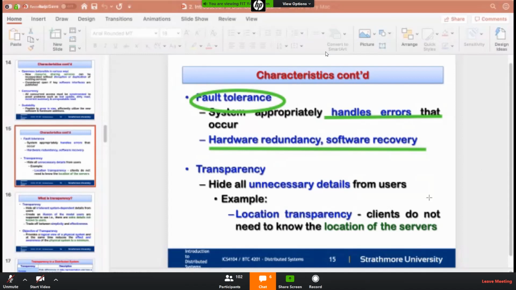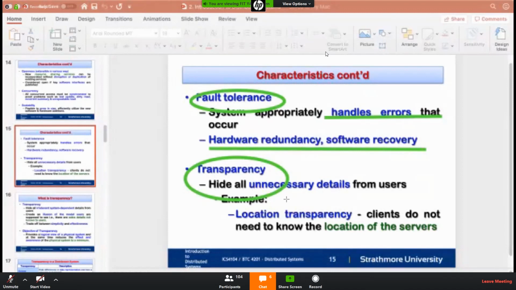And we also have software. So some of the errors can be handled through software and some can be handled through hardware. We will look at techniques later on of how this is actually done. And then the other thing about this one here is transparency. A distributed system must be transparent.